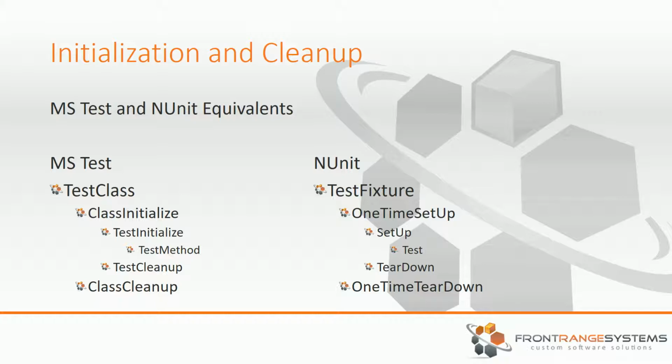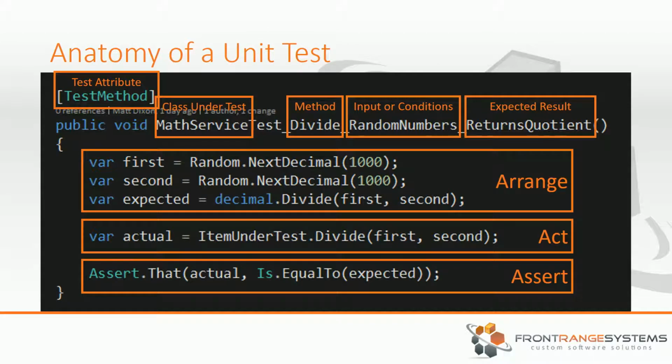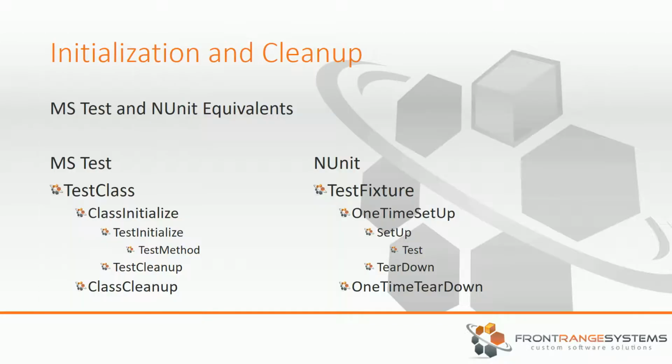And then we have class initialize. The NUnit equivalent is one-time setup. What that does is that executes before any of the tests within that class are run. And then we have test initialize for MS Test and setup for NUnit. That will run before each test in the class. And then we have our test method or test attribute, whether you're using MS Test or NUnit, and that is our actual unit test. If we go back to our code, we can see we have the test method. That's how I know we're using MS Test.